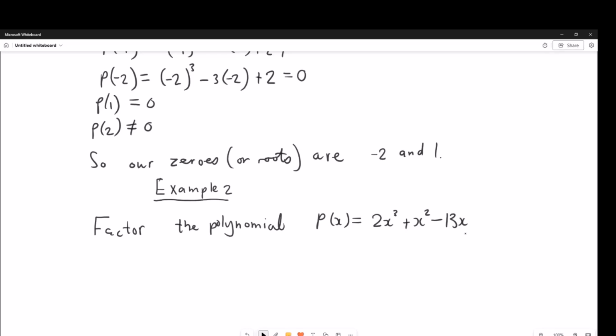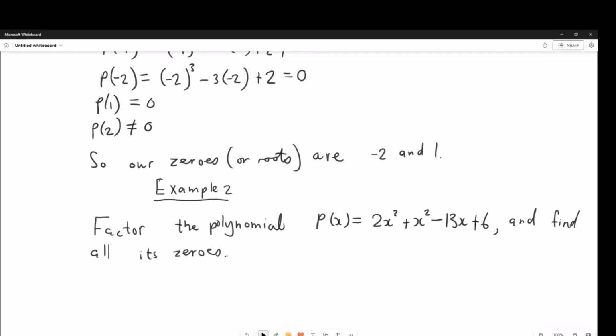And find all its zeros. Right, so factor the polynomial P of x equal to 2x cubed plus x squared minus 13x plus 6 and find all its zeros. So we have to factorize that.